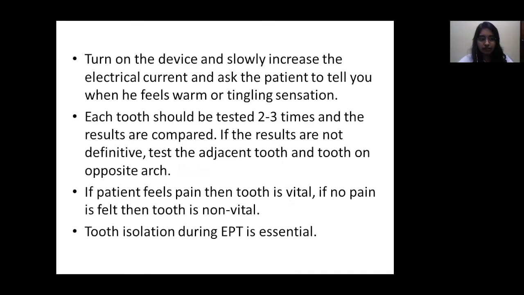If gloves are not used, the circuit gets completed when the clinician's finger contacts the electrode and the patient's cheek, but with gloved hands, it can be done by placing the patient's finger on the metal electrode handle or by clipping a ground attachment on the patient's lip. Once the circuit is complete, slowly increase the current and ask the patient to point out when the sensation occurs. Each tooth should be tested 2 to 3 times and the average reading is noted. If the vitality of the tooth is in question, the pulp tester should be used on the adjacent teeth and the contralateral tooth as control.